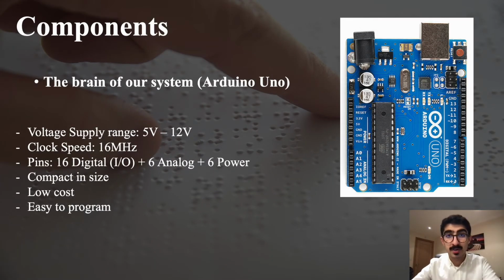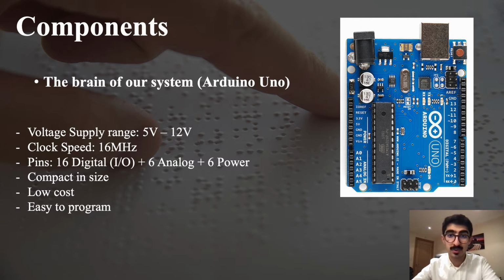In this part of the presentation, we are going to talk a little bit on the hardware components that we have used within the Braille translator device. As for the brain of our system, it was decided to use the Arduino Uno, which has a built-in microcontroller chip of Atmega 328P, combined with other passive and active components.